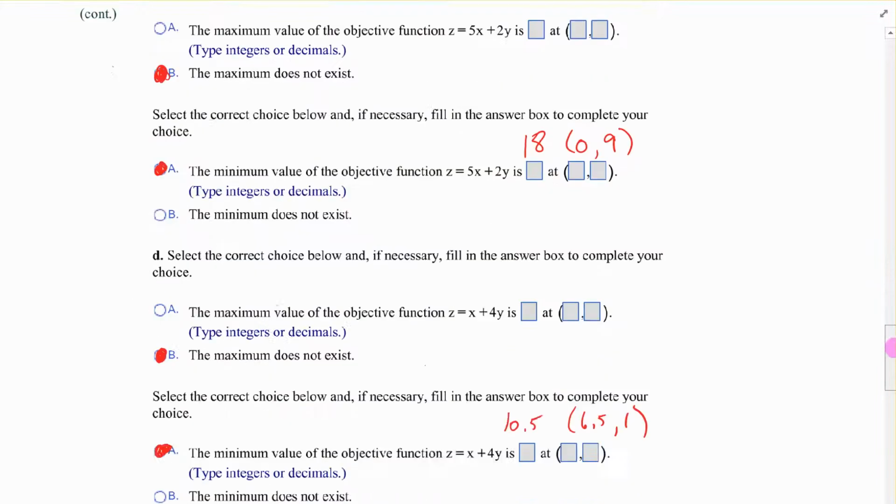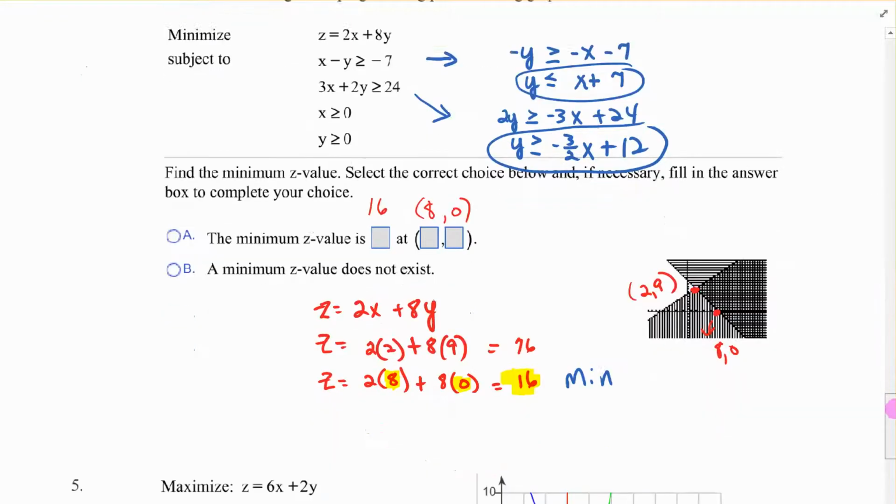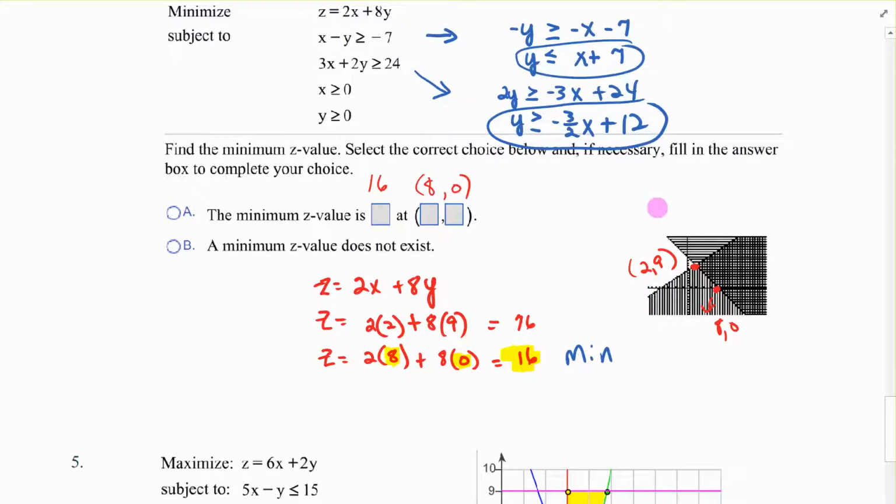We now move to number 4, solve the following linear programming problem using graphical methods. So we've got an objective function and we've got these constraints. Again, turn each constraint into a y equals so you could graph those. I used my calculator, and I have one of the lines here, and I have one of the lines here. And where do they overlap? That's right here. And they want to know the minimum z value.